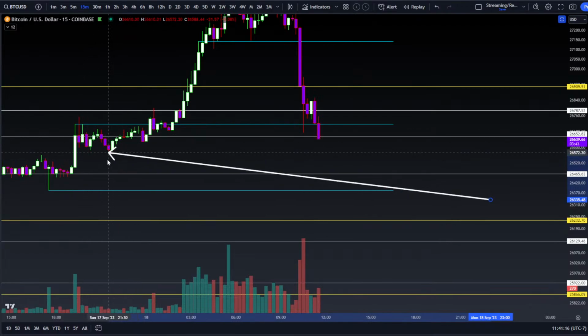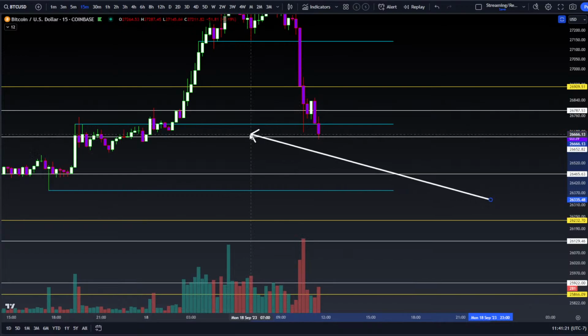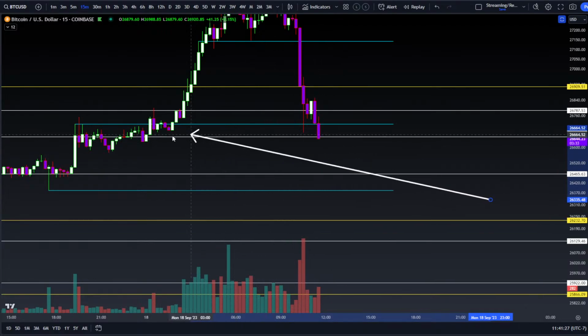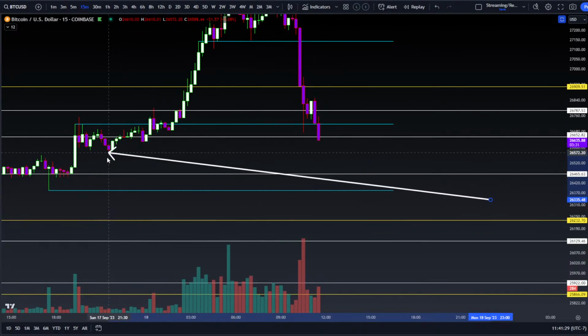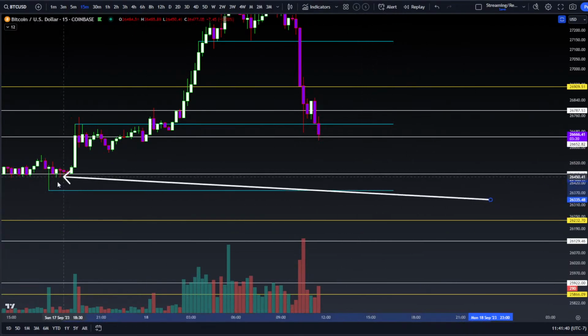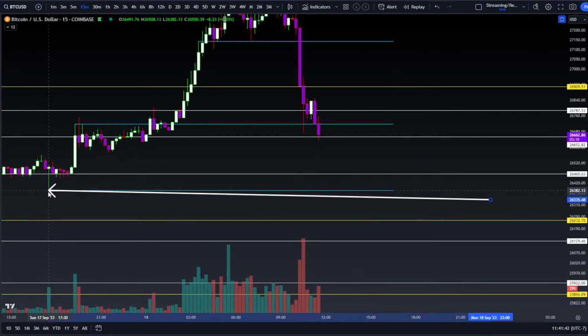So now I would expect it to come and test structurally this area. It's already testing this wick, but if it does close below this wick and the white support here, then I would expect it to come down and test this area down here around 26,572, and then possibly down here to this white line at 26,465, and maybe even this low over here again.